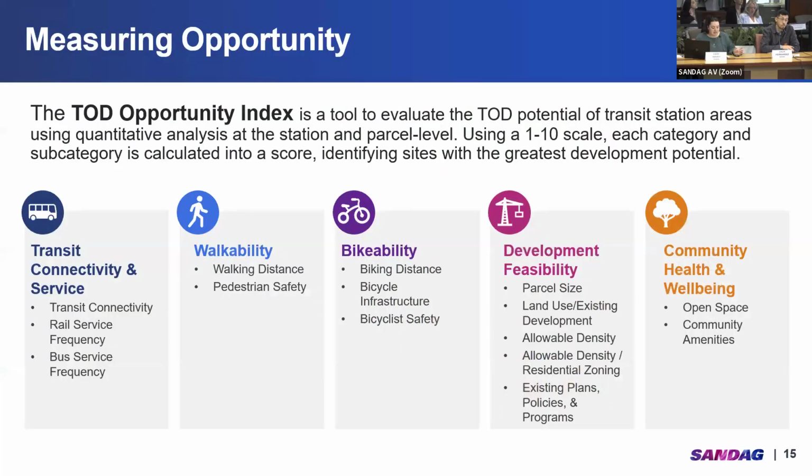So with initial analysis complete, we set out to measure opportunity for TOD potential to help us inform our overall report and implementation strategies. While SANDAG doesn't have land use authority, we're working closely again with our stakeholders to provide these recommendations. This task included utilizing a TOD index with scores for categories such as transit connectivity, walkability, bikeability, development feasibility, and community health and well-being, and their corresponding subcategories. This provides a score at the parcel level to analyze TOD potential.